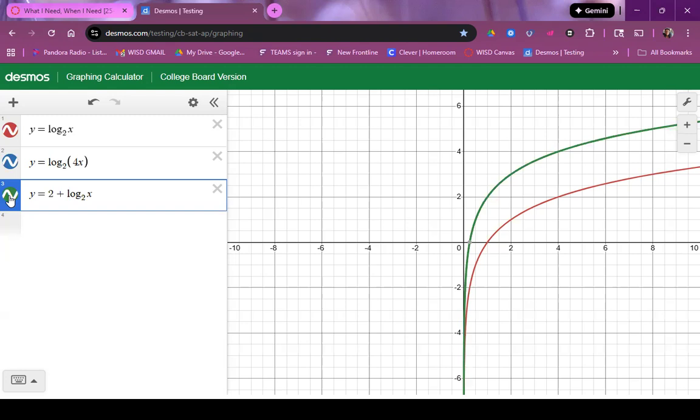That's the conclusion of our log properties and how they translate over into the transformation of the log function. All right? Make sense?